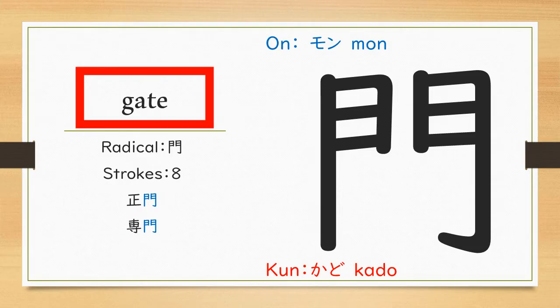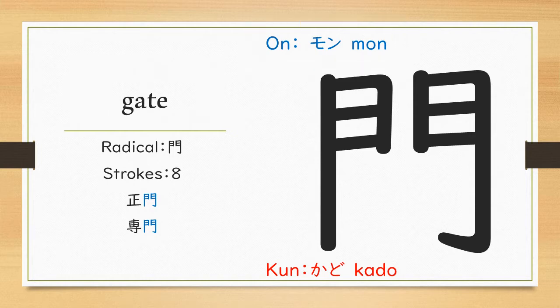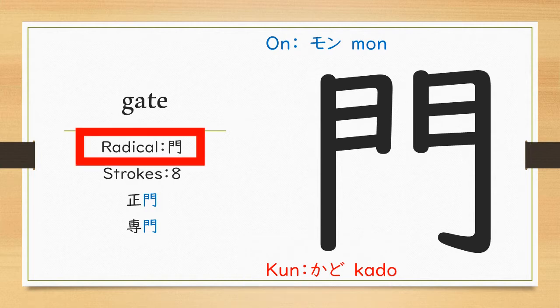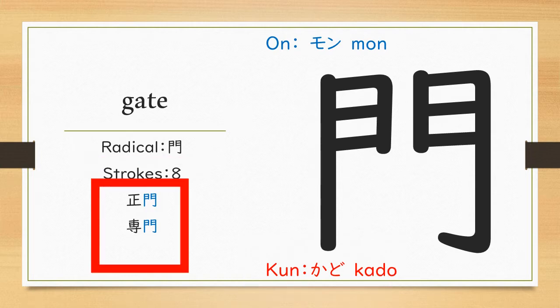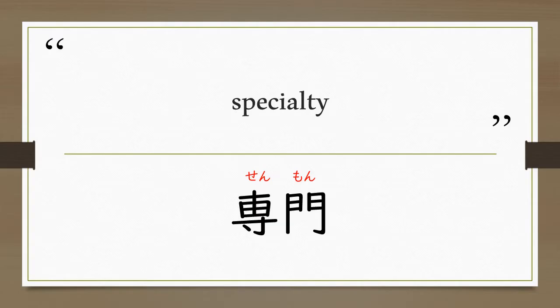The meaning is gate. On is mon. Kun is kado. Radical is this one. These are the words with this kanji. Front gate is seimon. Specialty is senmon.